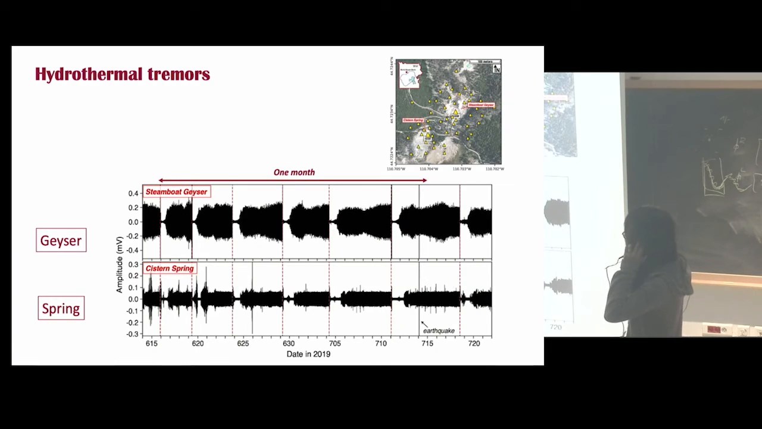Let's look at the seismic signal again. This is 1 month of data, so you can see the dashed lines are Steamboat's eruptions. The time scale is different from Old Faithful. If you look at the geyser signal and the spring signal, they are all related to Steamboat eruption, but the pattern itself is different. That means within this array, which is 200 to 300 meters aperture, there are multiple sources in the system.